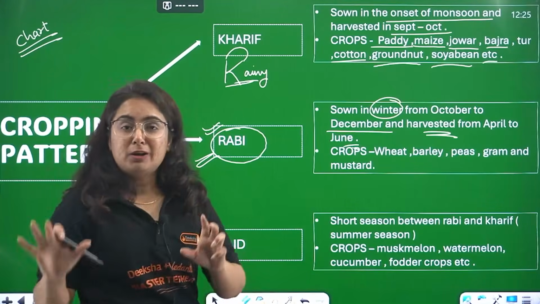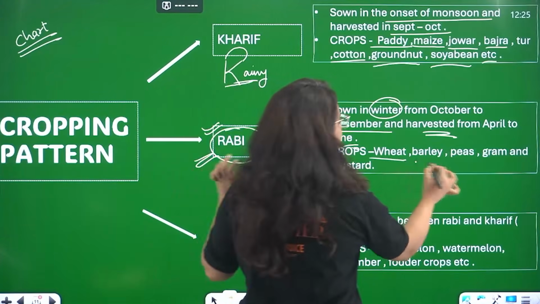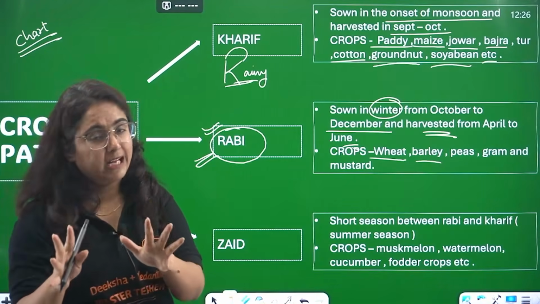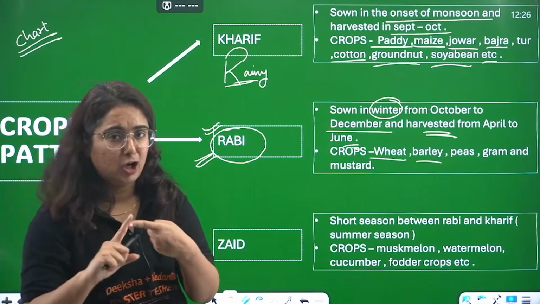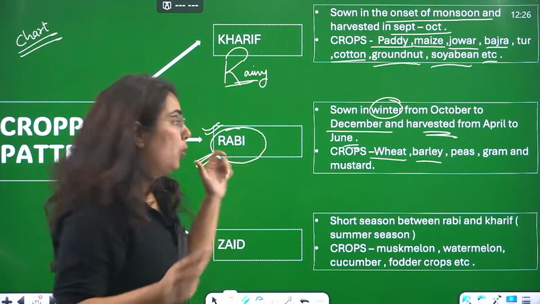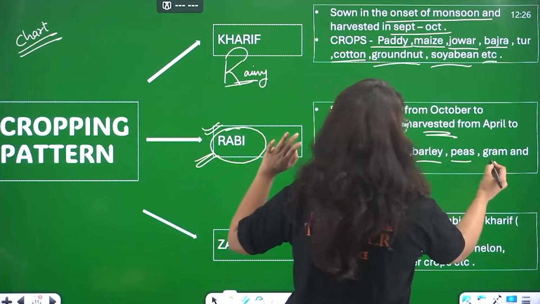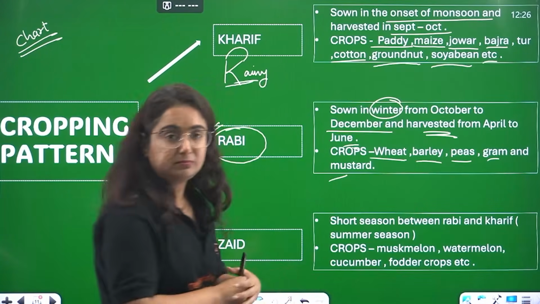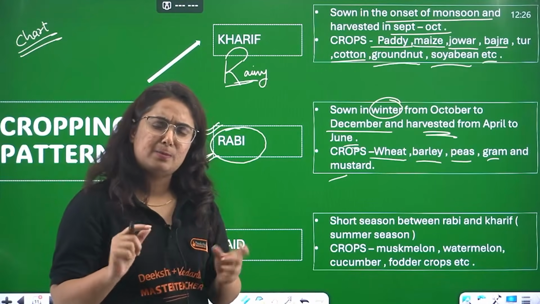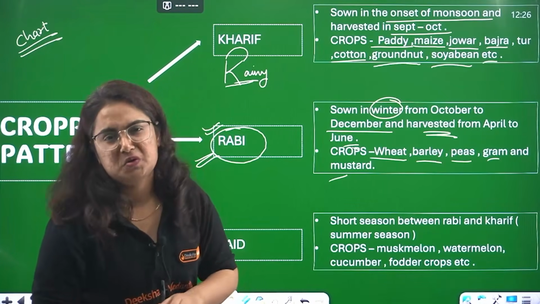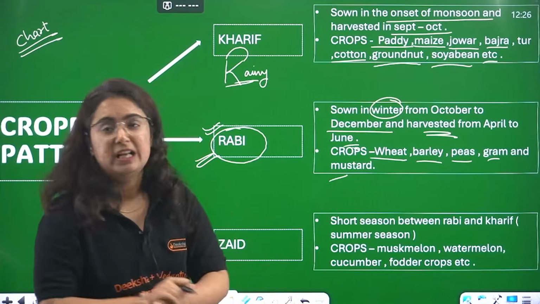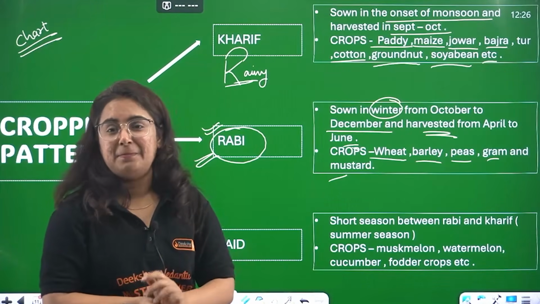Come on, let's talk about the crops, that is wheat and barley. My wheat and barley are very, very good best friends. WB. Right? So WB, our best friends, cannot be separated from each other, and hence are examples of Rabi. Wheat and barley, then peas, gram and mustard. Don't you feel that peas and grams look alike? They are also siblings. So wheat, barley, peas, gram and mustard are the crops grown in the Rabi season.